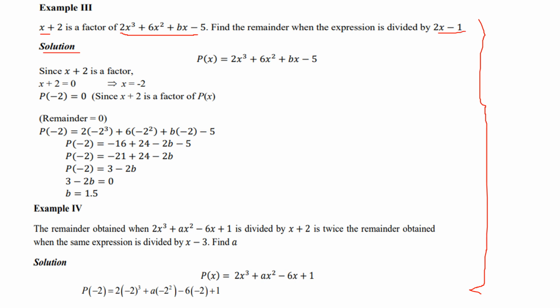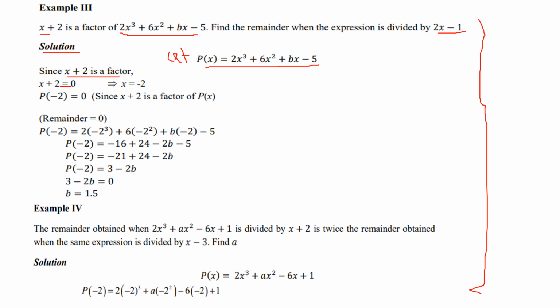So we have said that solution, we start by letting the polynomial of x to be equal to that function that you have been given. And we say that whenever you're given a factor divisor, you start by equating it to 0. And you say that since x plus 2 is a factor, you equate it to 0.